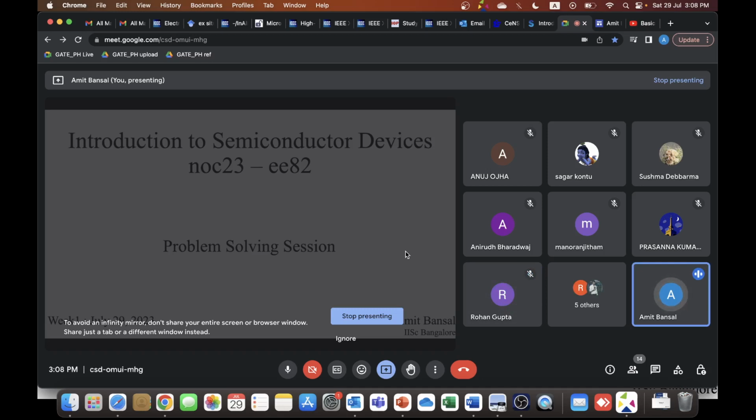As you know, the course name is Introduction to Semiconductor Devices. The course ID is NOC23EE82. My name is Amit. I'm from IISc Bangalore, and this is the first week. We'll be together for 12 weeks, and hopefully there'll be a mini session of 1 hour where, depending on your requirements, whether you want revision of some topic or a summary of all the sessions, the 13th session will be according to that.